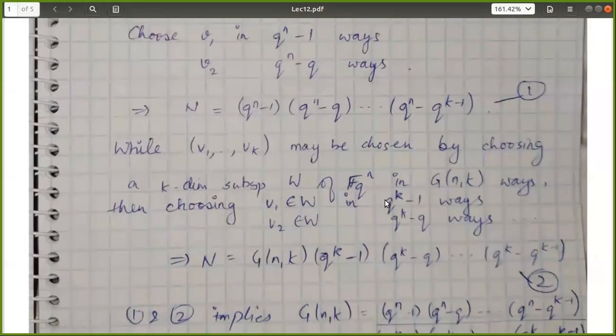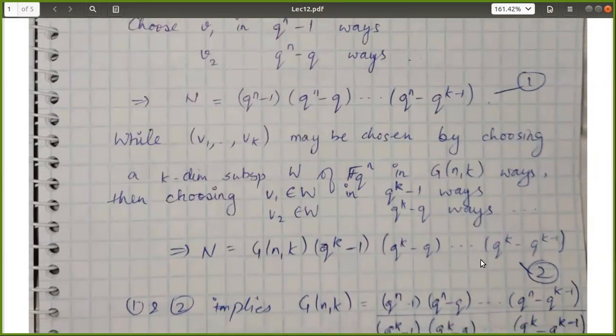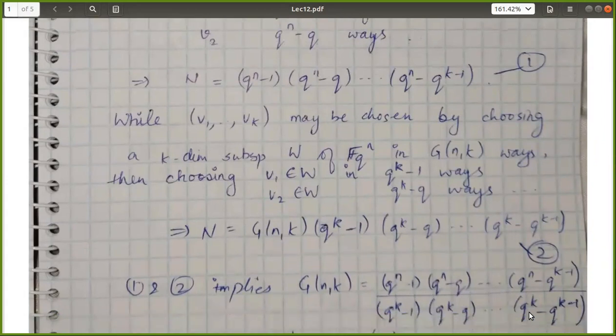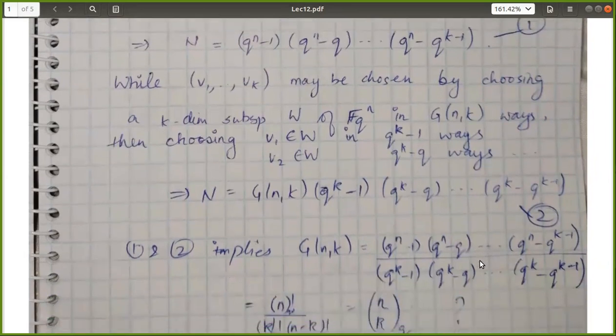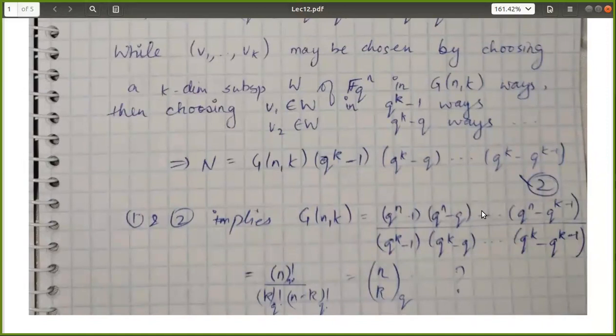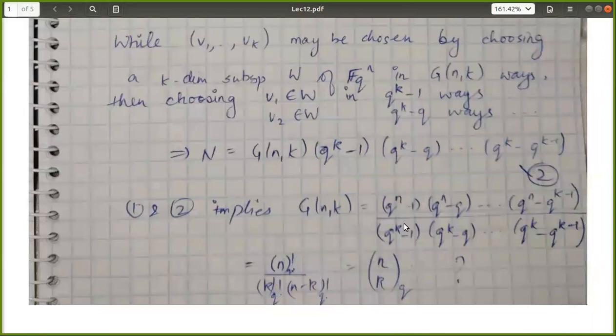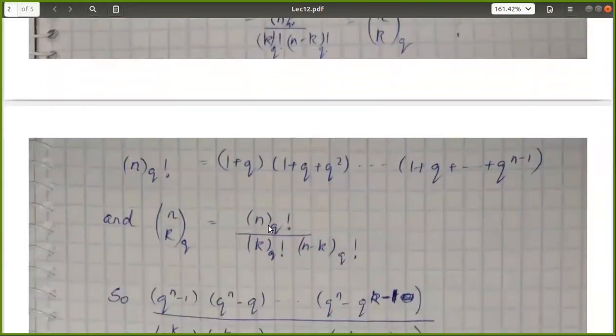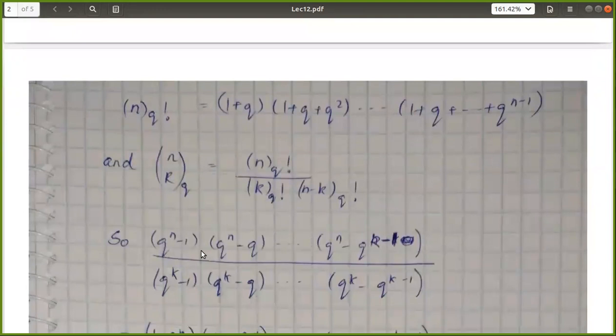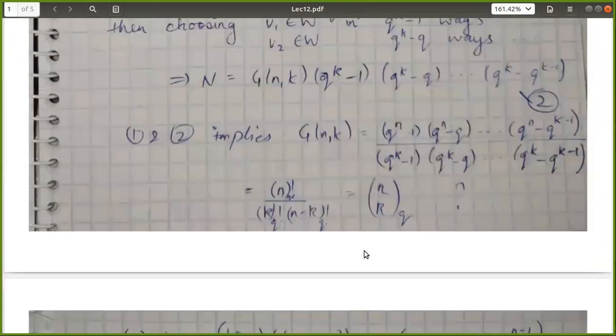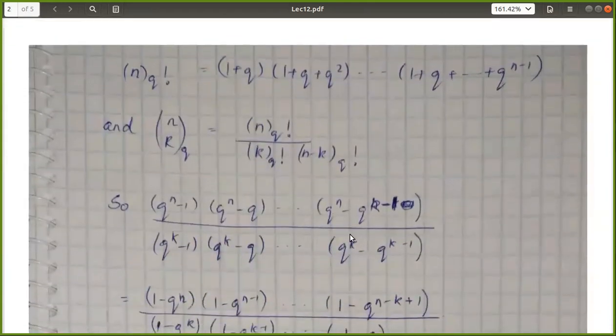So we equate both of these and see that G(n,k) turns out to be this entire expression divided by this entire expression. Okay, so this is (q^n minus 1)(q^n minus q) and so on, divided by this entire thing. And I directly wrote this as this, but if you just remember it a little, this is what your G(n,k) is. And with this notation in hand, we have (q^n minus 1)(q^n minus q) ... (q^n minus q^(k minus 1)). Okay, yes, this is correct.